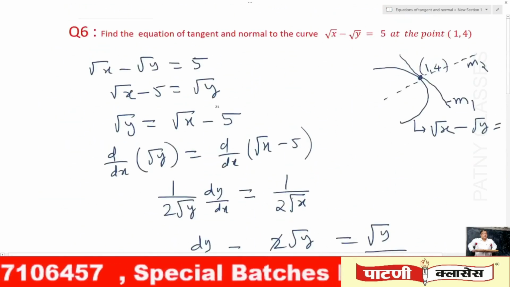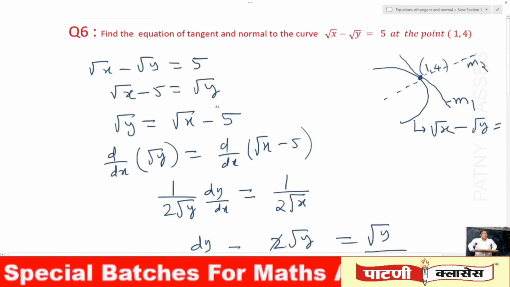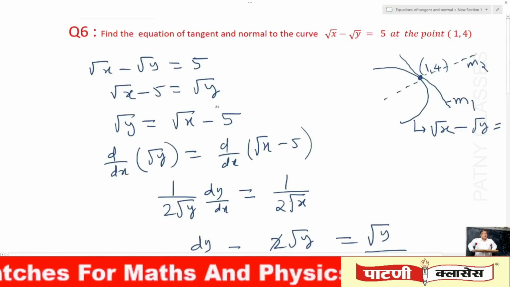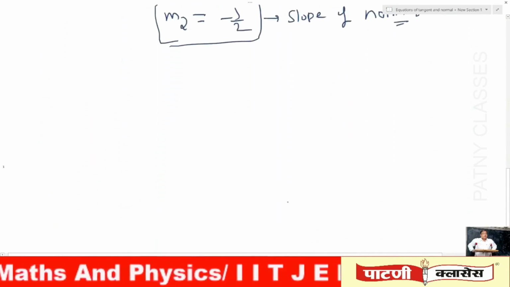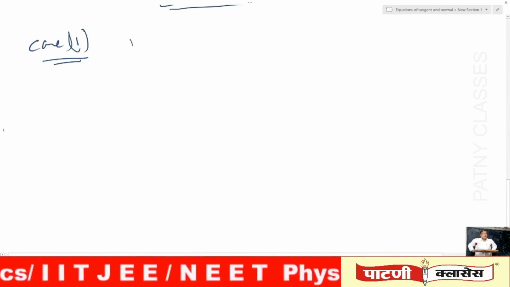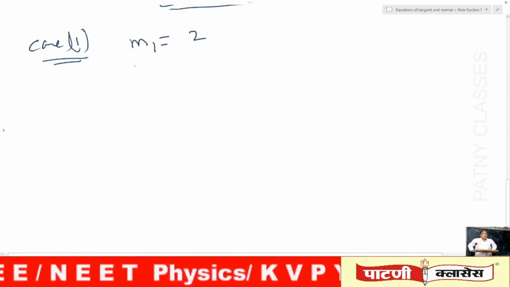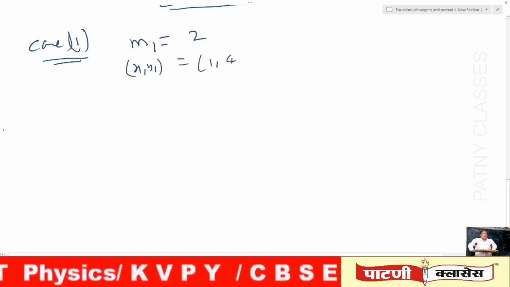We had the equation root x minus root y equals 5 and the point of contact (1, 4), and we are required to find the equation of tangent and normal. So how can we do that? Case number 1. In case 1, m1 is equal to 2 and x1, y1 equals (1, 4).